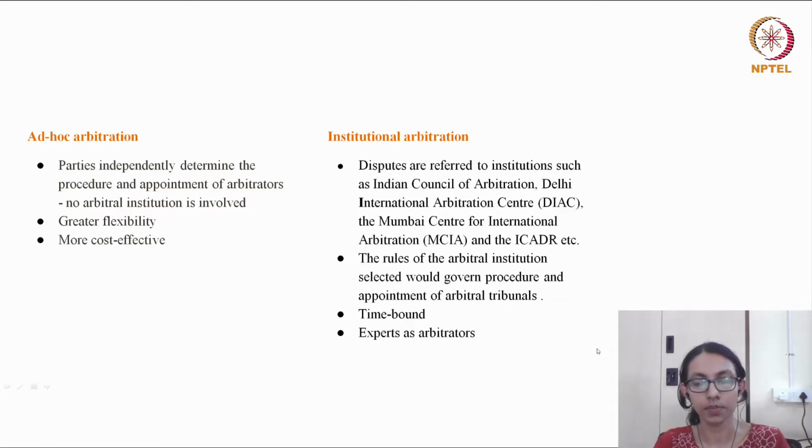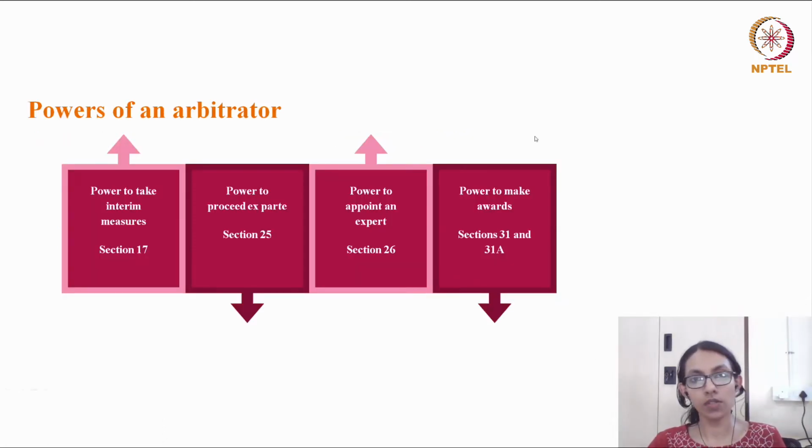Now we'll be looking into the powers of an arbitral tribunal under the Arbitration and Conciliation Act. Firstly, an arbitrator has the power to order interim measures under Section 70. This section stipulates that if either of the parties makes an application in this regard, then the arbitral tribunal or the arbitrator has the power to order interim measures such as the appointment of a guardian if there is a party who is a minor or who is of unsound mind.